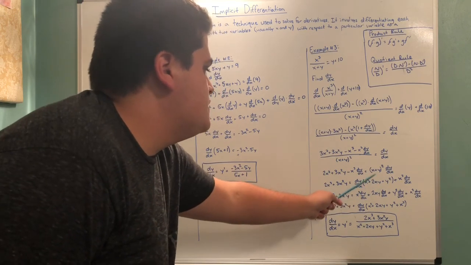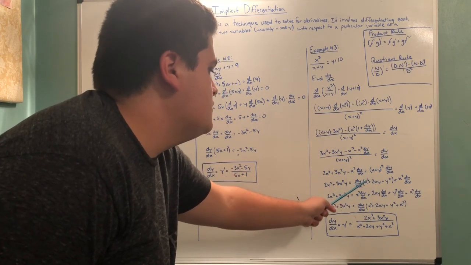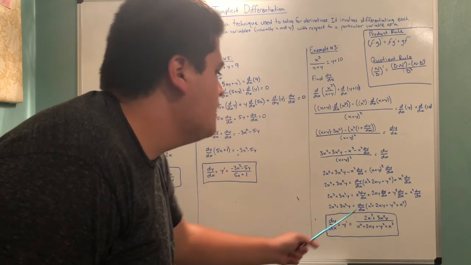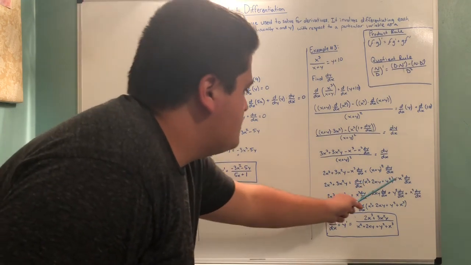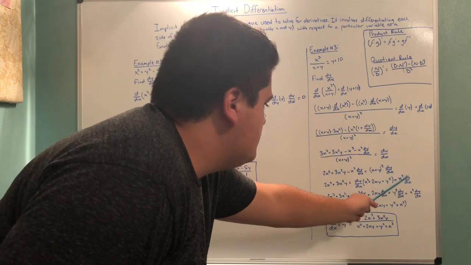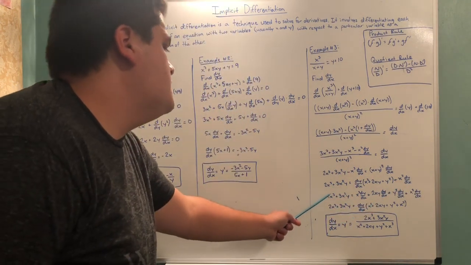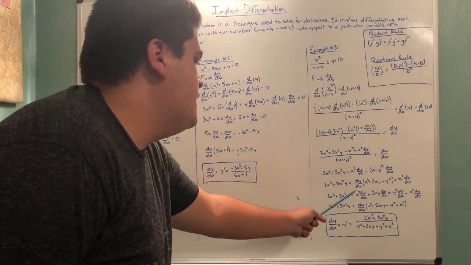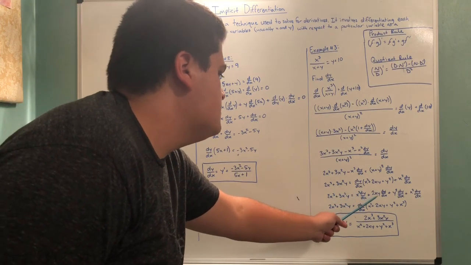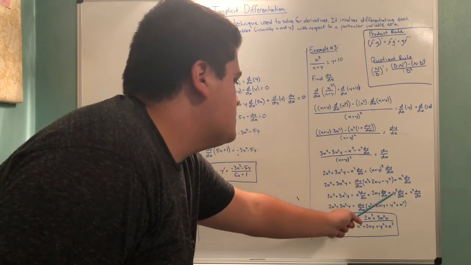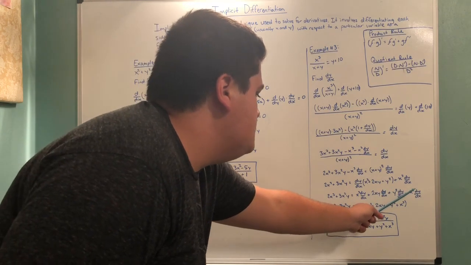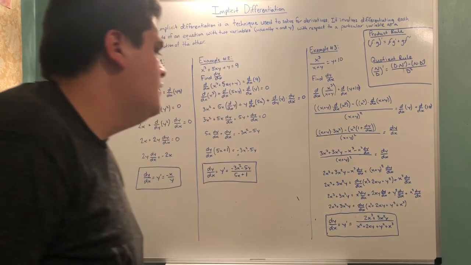So this term here is just this term worked out: (x plus y) squared is equal to x squared plus 2xy plus y squared. And then we also have our x cubed dy/dx term brought over from here. So now we have 2x cubed plus 3x squared y is equal to x squared dy/dx plus 2xy dy/dx plus y squared dy/dx plus x cubed dy/dx.